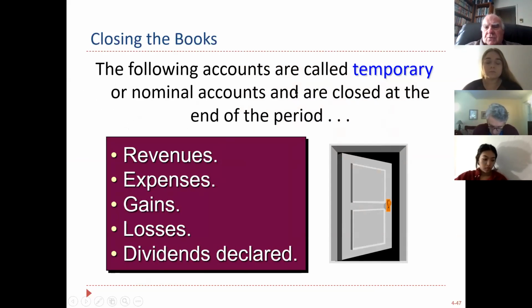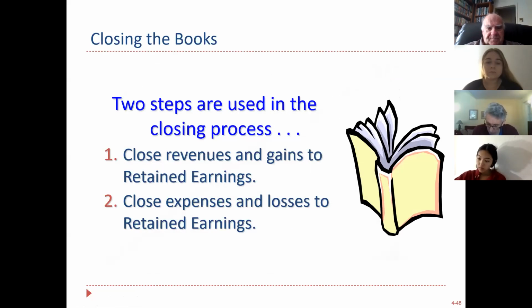Those types of accounts are called temporary accounts, because they're going to be zero at the end of each month. They become zero and are used to increase the equity of the business. I like this grid here. This makes a lot of sense to me, and this is really the way I'd like you to process this. Close the revenues separately from the expenses. Close them to retained earnings. Then in a separate journal entry, close the expenses.